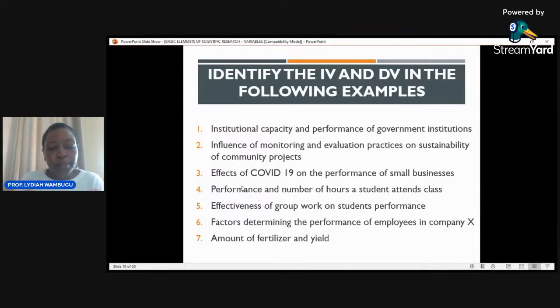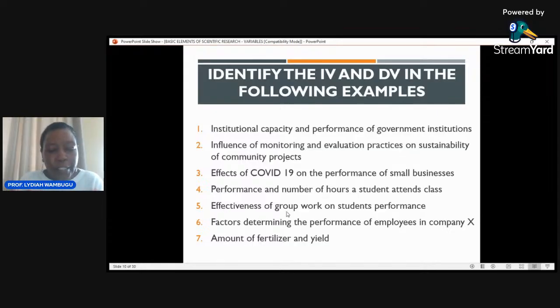The fourth one, performance and number of hours a student attends. Performance is the DV, the dependent. The number of hours a student attends class is the IV. And this question, number 4, should tell you not to always imagine that what comes before "on" or "and" is always the IV. No, you have to look at the two and ask yourself what influences the other.